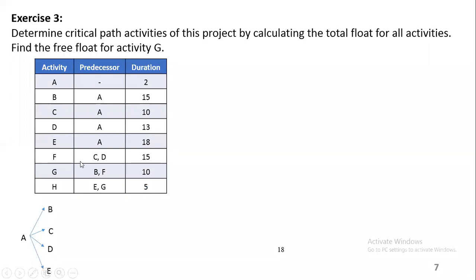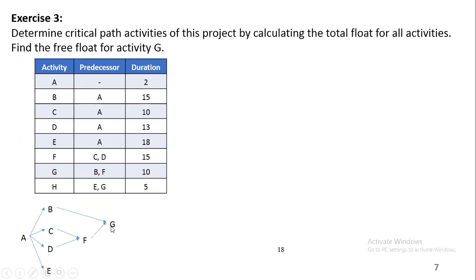And then F. C and D. There should be F here. Okay, F takes C and D. G: you're doing B and F. B and F. We put G somewhere here. Okay, we can put it somewhere there.